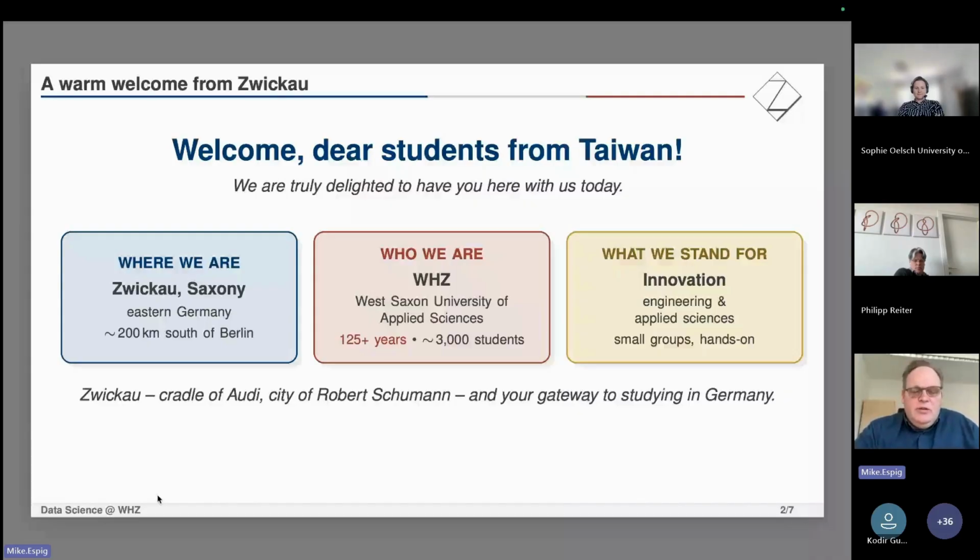And just so you know, Zwickau is also the birthplace of Audi and the town where the famous composer Robert Schumann was born and lived. If you visit Saxony, it's really a pleasure to visit the Audi automotive museum, the Horch Museum. I really can recommend it.